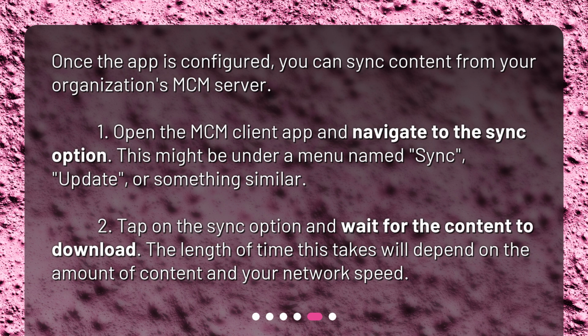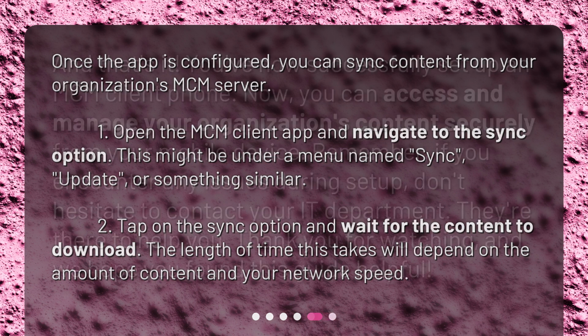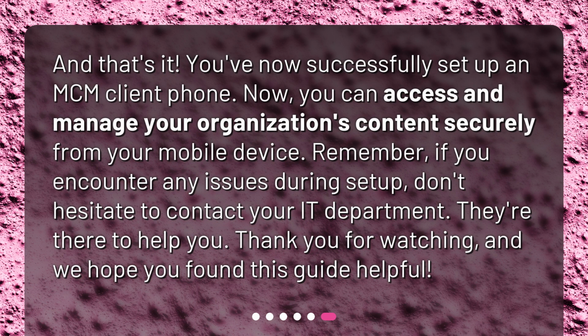2. Tap on the Sync option and wait for the content to download. The length of time this takes will depend on the amount of content and your network speed. And that's it. You've now successfully set up an MCM client phone. Now, you can access and manage your organization's content securely from your mobile device.